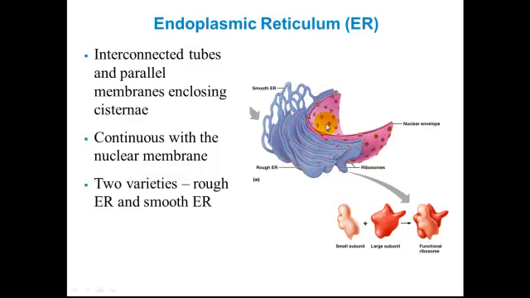So here we have a section of the nuclear envelope, or the nuclear membrane, and here would be the rough ER and the smooth ER. Now, the rough ER is called rough because it has ribosomes embedded within it. The smooth ER lacks those ribosomes. It's also more tube-like as opposed to shelf-like.